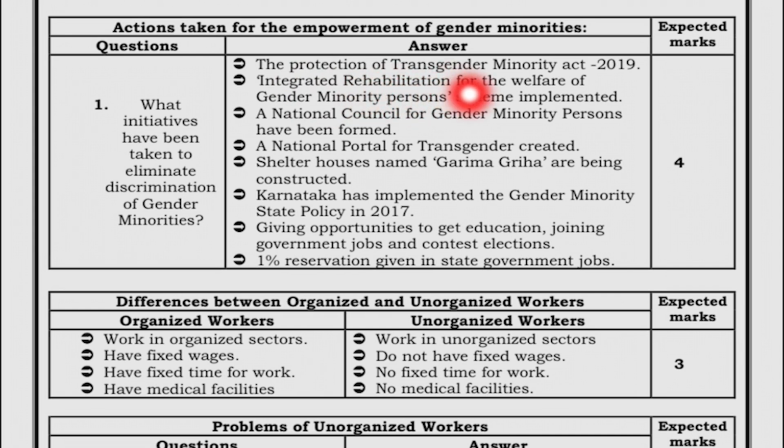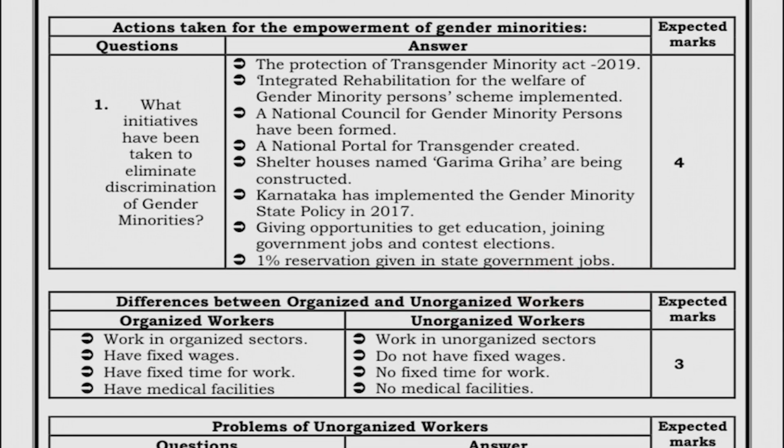The Protection of Transgender Minority Act 2019, the Integrated Rehabilitation for the Welfare of Gender Minority Persons scheme implemented, a National Council for Gender Minority Persons has been formed, a national portal for transgender created, shelter houses named Garima Griha are being constructed. Karnataka implemented the gender minority state policy in 2017 itself, giving opportunities to get education, join government jobs and contest in elections also. 1% reservation is given in state government jobs.